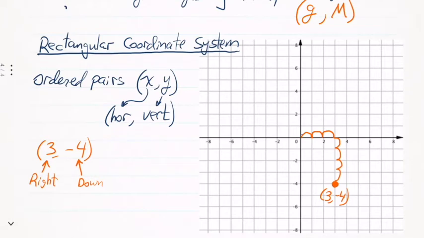Okay, and now technically, these jumps are not part of the graph. They were just me counting. All right, so there's 3, negative 4.